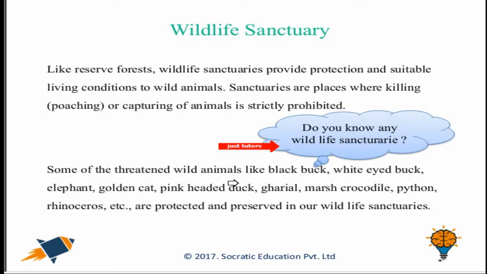There are many animals who are on the verge of extinction. There are some I have listed in the paragraph below. It's like black buck, white-eyed buck and many more.